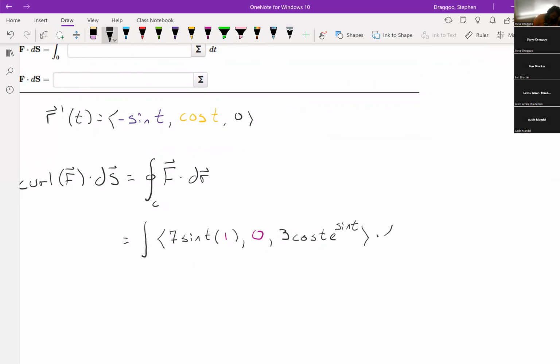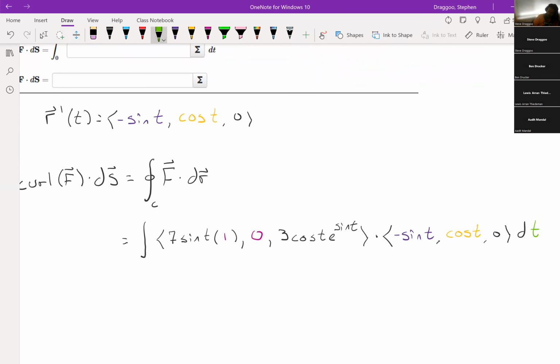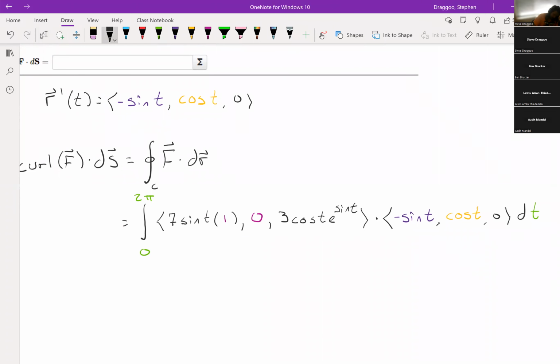I want the dot product with dr, which is r prime dt. So negative sine t, positive cosine t, and 0 dt, where t we knew from above bounces between 0 and 2 pi. So like we set up that whole integral. So now we can evaluate it.